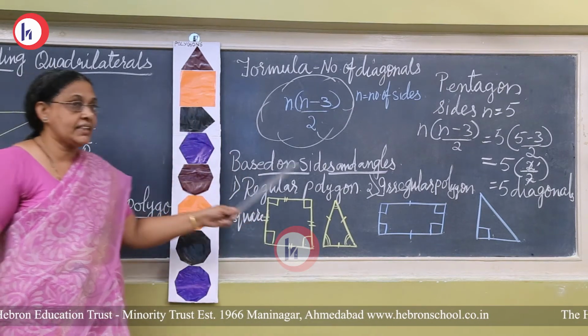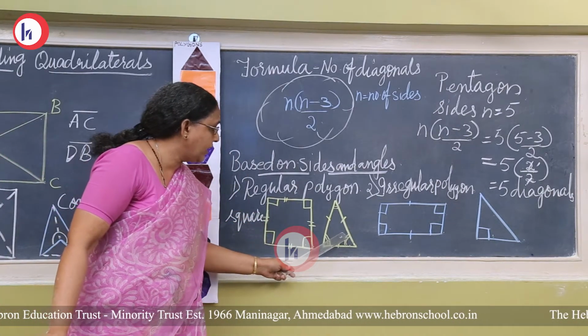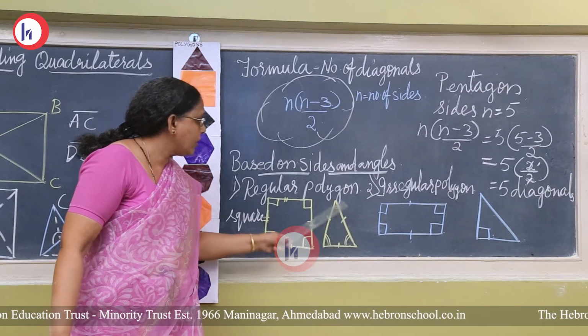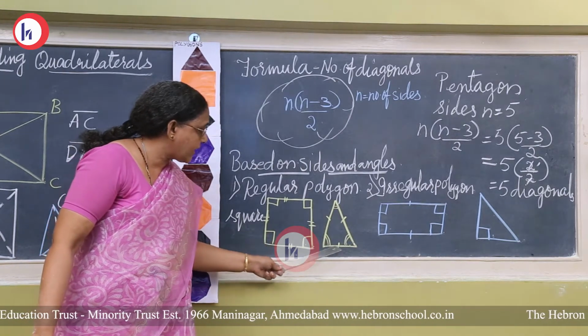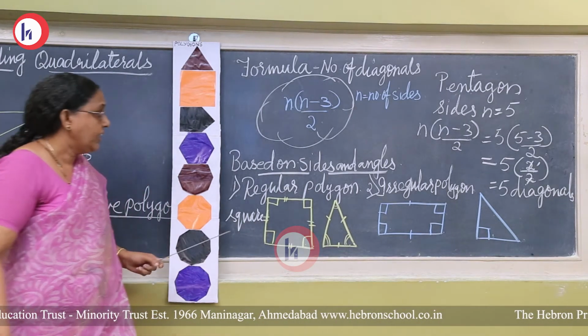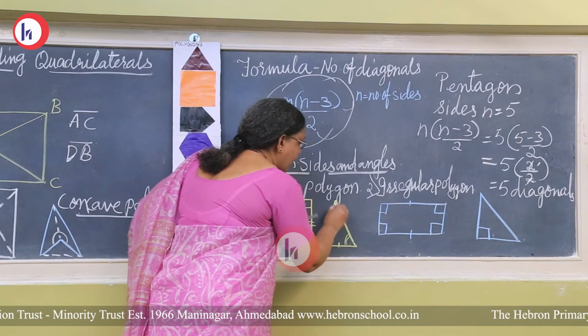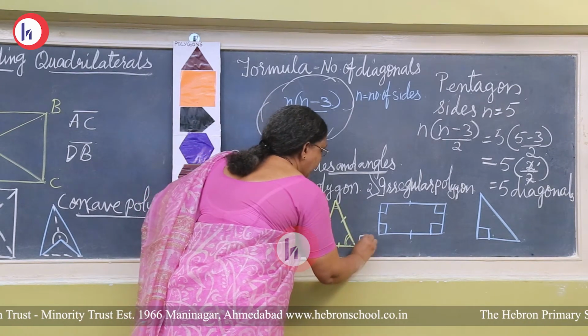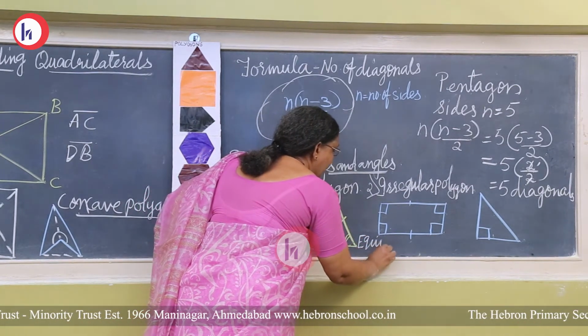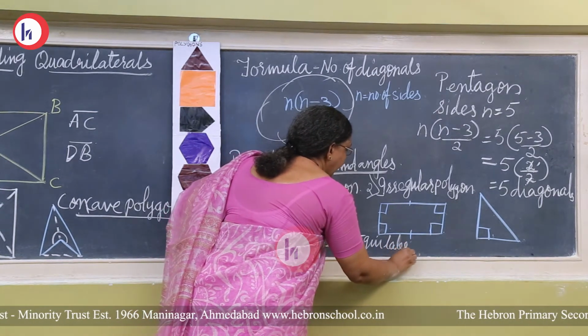Then you can see another figure that also has all three angles equal and all the sides equal. Can you name this figure? It is a triangle, but it has a special name: because all the angles and sides are equal, it is known as an equilateral triangle.